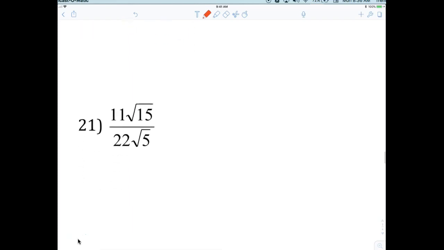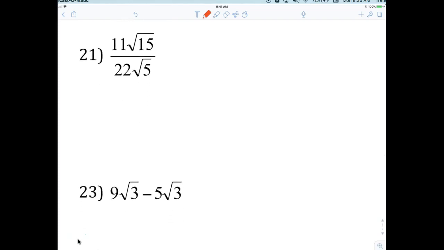Now, number 21. Again, I tried to tell you reducing fractions. 1 radical 3 and 2 radical 3. Perfect. 1. Radical 3 over 2. Radical 3 over 2. Correct? Yes.